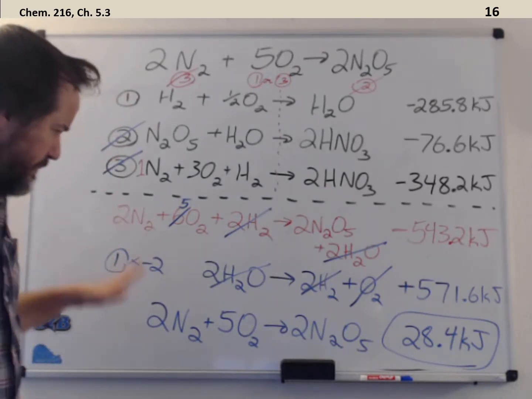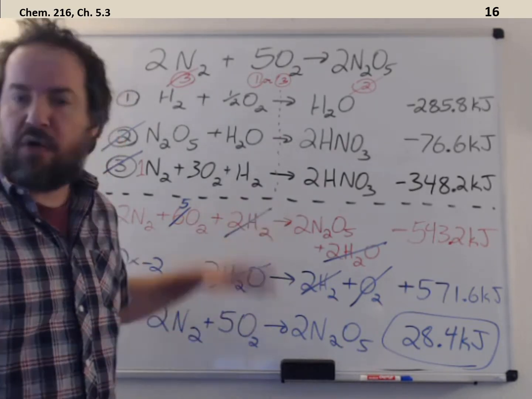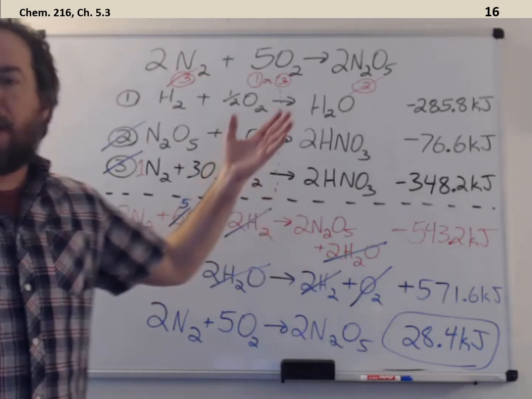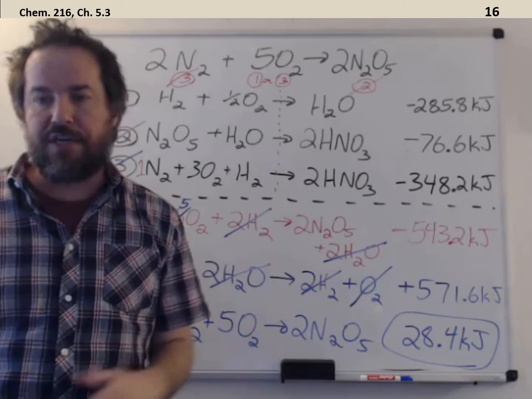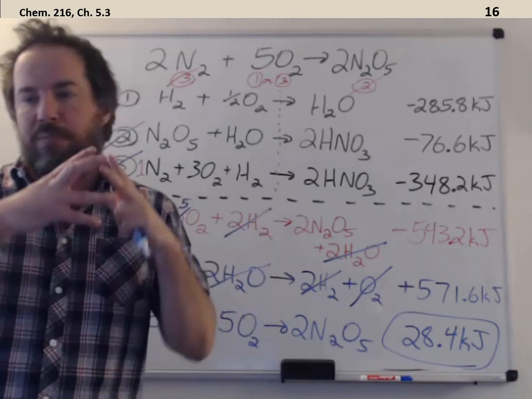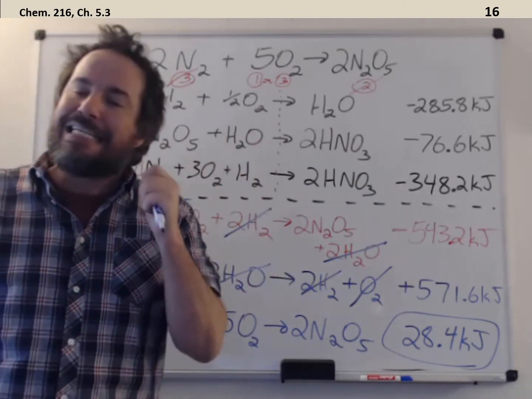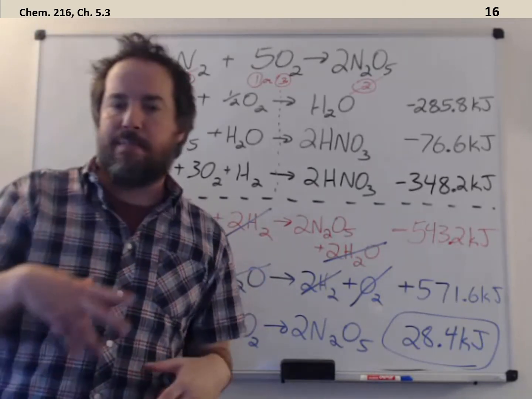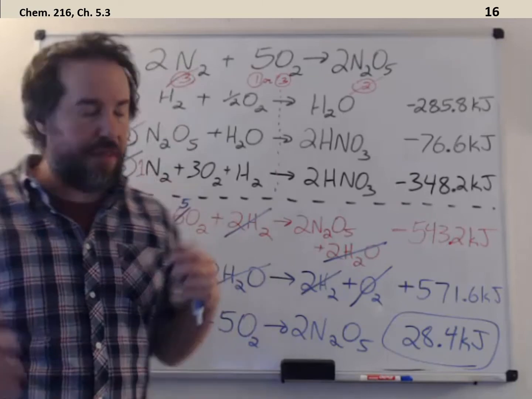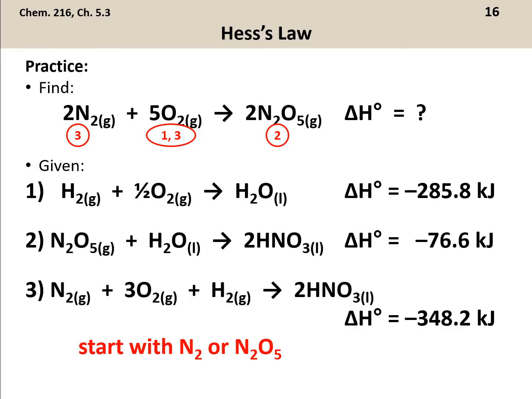If it still wasn't there, well, now I could use a fourth equation, if I was given a fourth or a fifth equation. You could do Hess's law problems where there are 20 equations. Typically, the longest you'll see in this class is 3, maybe 4 or 5, but nothing long. Let's go ahead and look at this on paper.